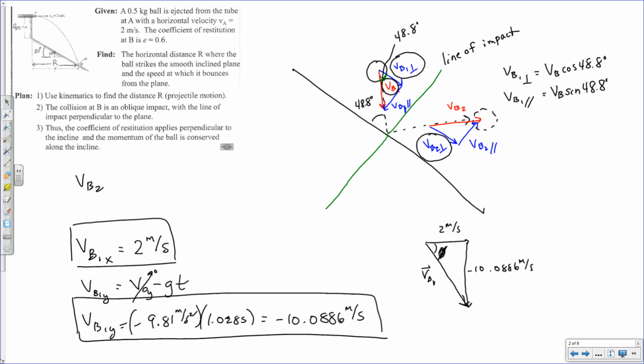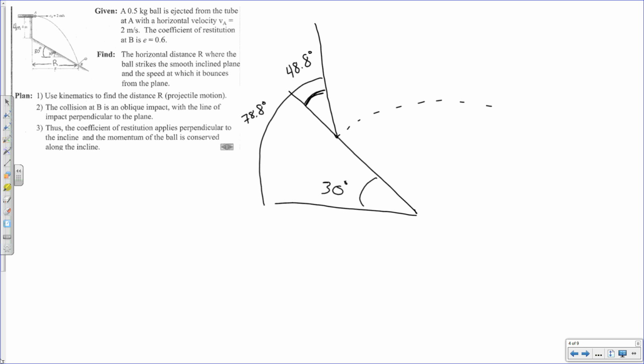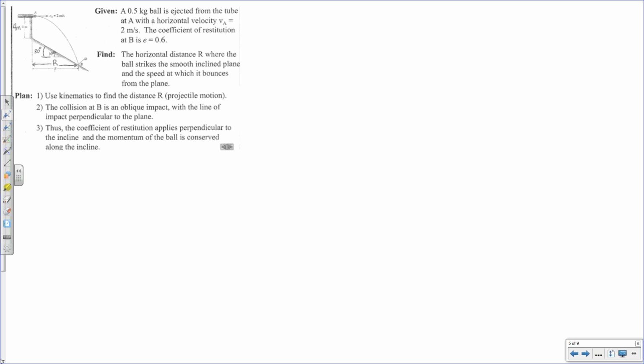VB2 perpendicular is right here, circled in red. So that gives me one component of the final velocity after it bounces off the inclined plane. I still need to determine VB2 parallel. To solve for VB2 parallel, this is where I finally invoke my coefficient of restitution. I consider two objects. Object A, I'm going to call the ball. Object B, I'm going to call the Earth, or the plane itself.